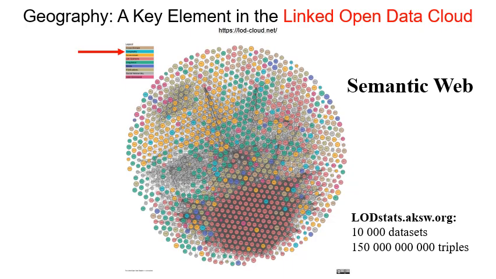Another important ontology type in infrastructures are geographical ontologies. If you look, for example, at the linked open data cloud, you can see lots of different geographical ontologies there. They are a key element in the linked open data cloud.